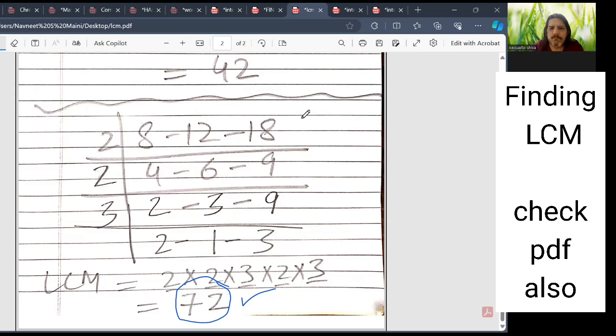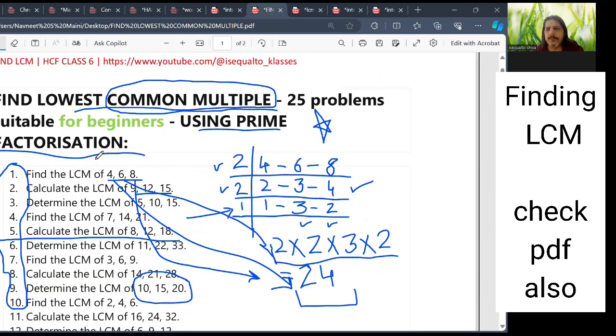Yeah. So this is the best method: you take the prime numbers. Taking the LCM helps us a lot in addition and subtraction of fractions. So in the next lecture, we'll be doing the addition and subtraction of fractions. Have you understood? Yeah.